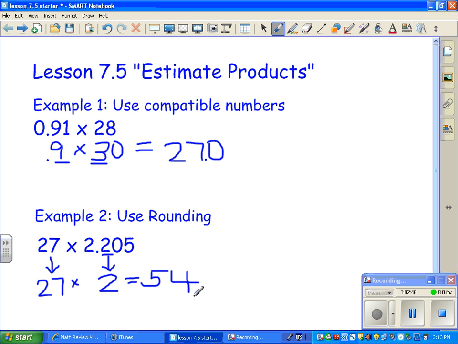Now remember, when you're estimating, there are several different correct answers to any one problem. So don't get stuck trying to figure out exactly which numbers your teacher is looking for. Think about what's accurate and easy to work with.